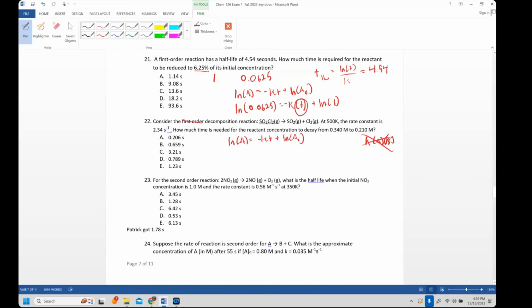All right. Initial concentration, we have it: 0.34, final is 0.21. We have the rate constant, 2.34, and we're looking for time. That's it. Very easy. So the natural log of our final concentration, which is 0.21, equals negative k, our rate constant 2.34, times t, plus the natural log of A0, which is 0.34. And that's it. Then you solve for t.